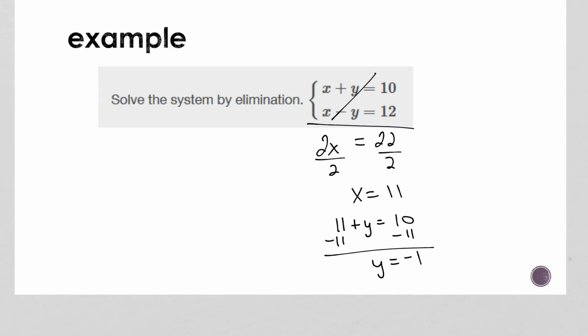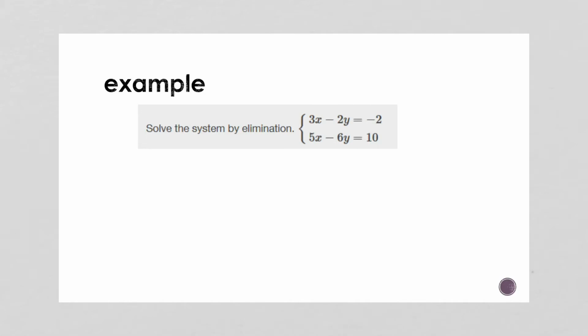So our ordered pair would be (11, -1). And again, check your work. Even if you just do the math in your head, 11 plus -1 is 10. Yep. 11 minus -1, which really means +1, 11 plus 1 is 12. That's true. So I know that this is the correct answer.